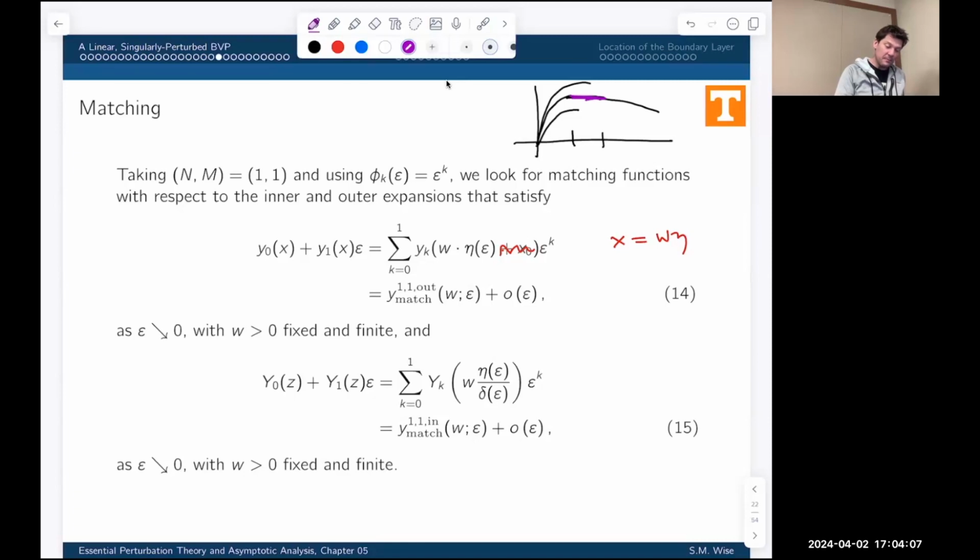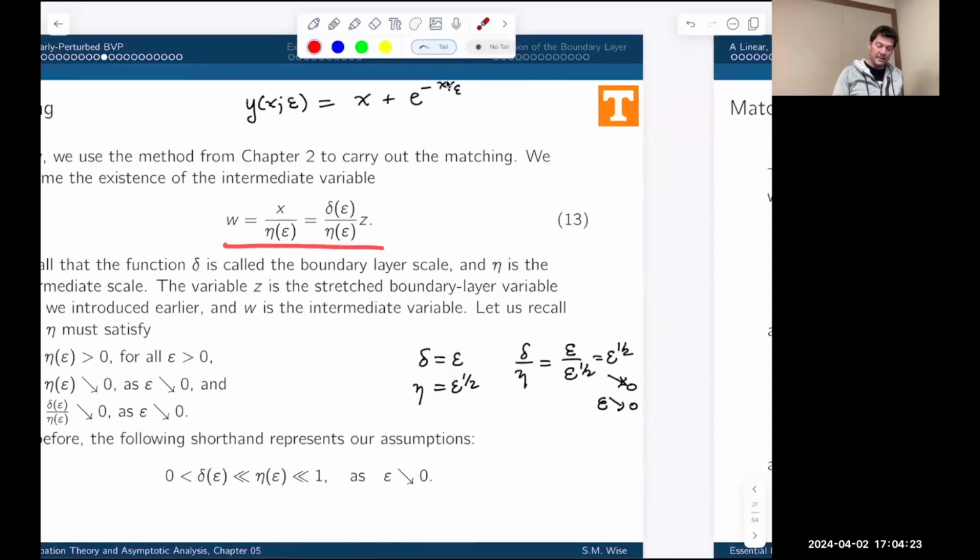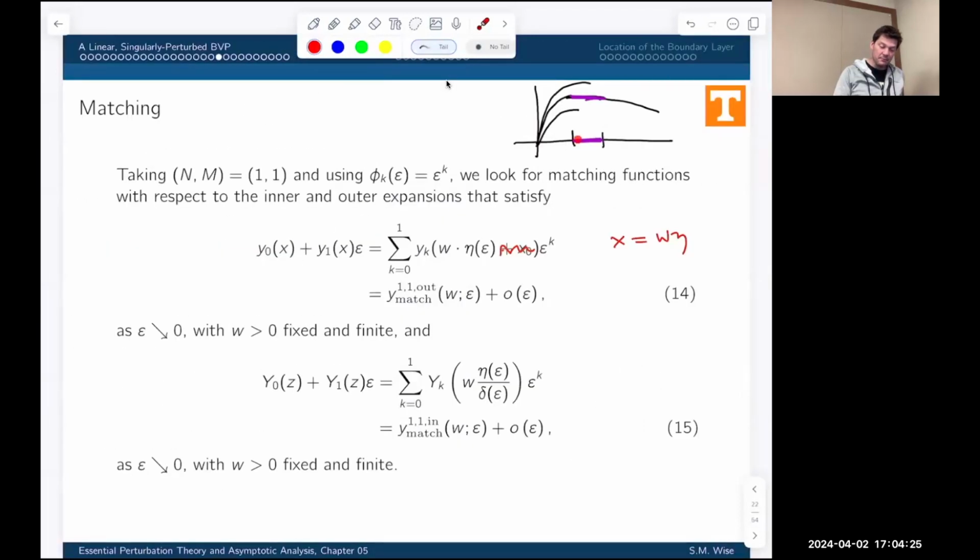So this is where W is order 1. So I'm going to look for an overlapping region where I can match these two functions together. And this is the whole idea of this intermediate variable. This is going to be order 1 in some sort of intermediate zone. And I'm going to try to match up these two solutions in that zone. So it's kind of somewhere nebulously between the outer solution region and the inner solution region.